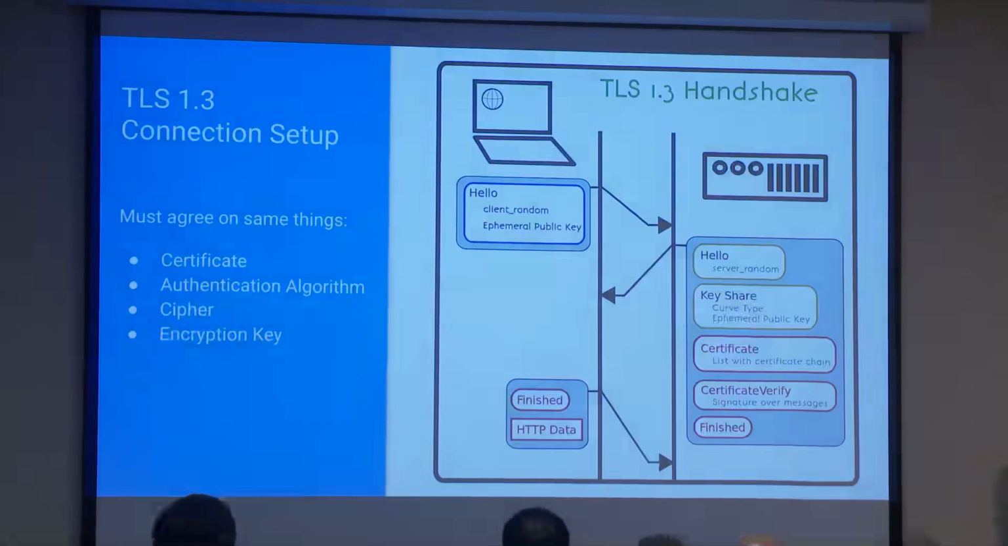In the connection handshake, it's the same things that you need to agree on as in 1.2. They're just done in a slightly different order and in a little bit of a different way. So you still have to get your certificate that you're going to authenticate the other side with. You still need your authentication algorithm that you're going to use alongside that certificate, which cipher you're going to use, and how to get the key for that cipher back and forth.